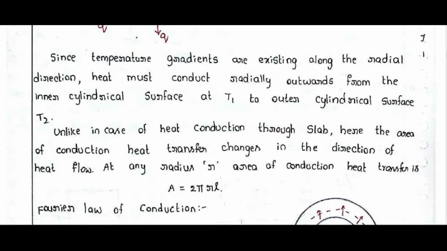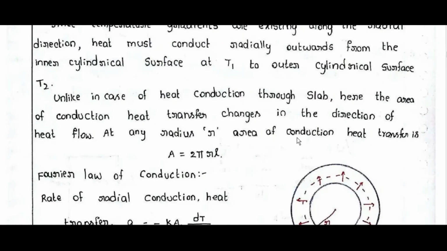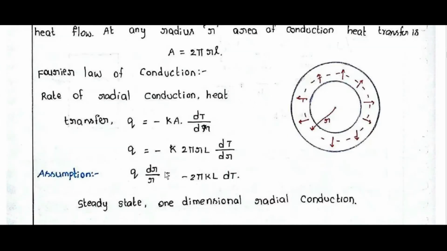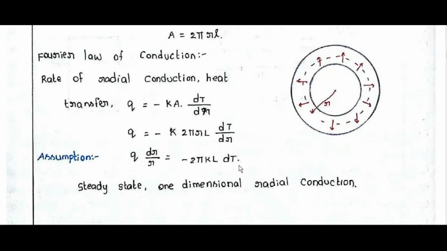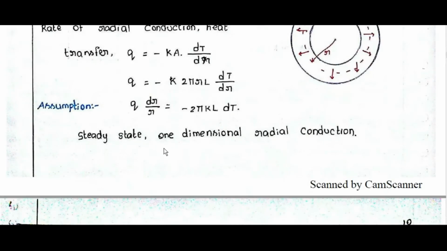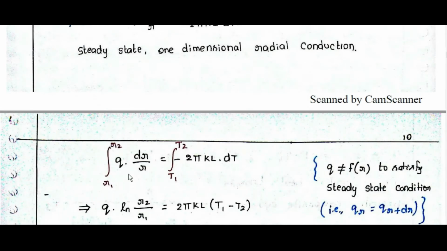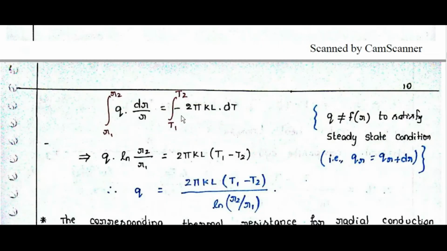Unlike in a case of heat conduction through a slab, here the area of conduction changes in direction of heat flow. At any radius r, area of conduction heat transfer is A is equal to 2 pi r L. Fourier law of conduction, rate of radial conduction heat transfer: Q is equal to minus KA dT by dr. Q is equal to minus K 2 pi r L dT by dr. Q dr by r is equal to minus 2 pi K L dT. Steady state one dimensional radial conduction: integral r1 to r2 of Q dr by r is equal to integral T1 to T2 of minus 2 pi K L dT.